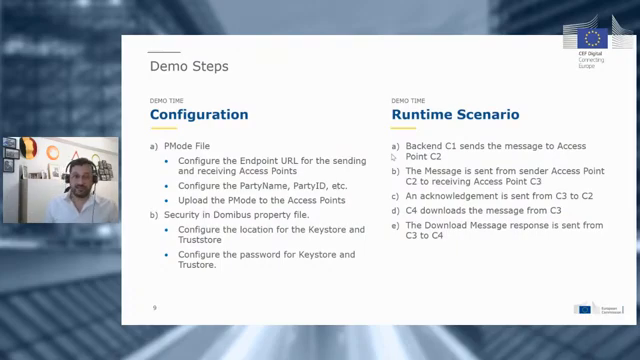We also have a Domibus property file, where we mention the trust store and key store. Domibus works on this concept of trust store and key store. The trust store contains the public keys of all the receiving access points, which are used to encrypt the data that we are going to send. The key store contains the private key, which is used to sign the messages. In the runtime scenario, as I said, we are going to see how a backend can send a message, and we will go through the life cycle from Corner 1 to Corner 4.